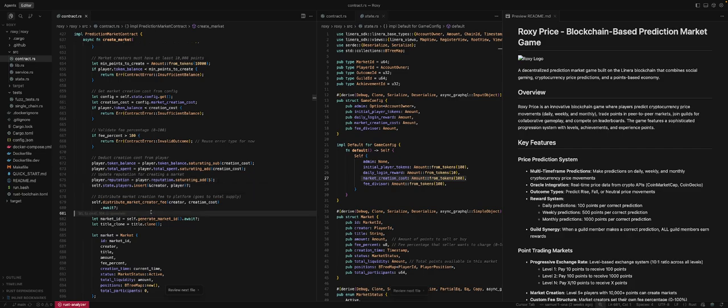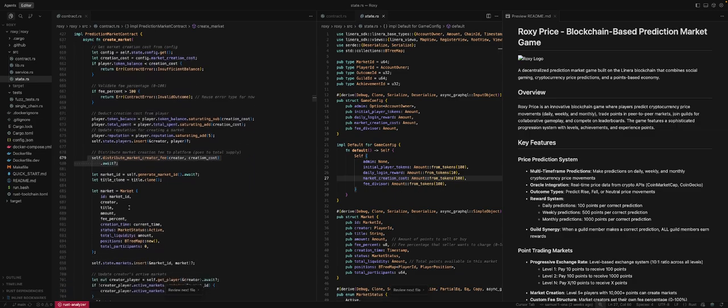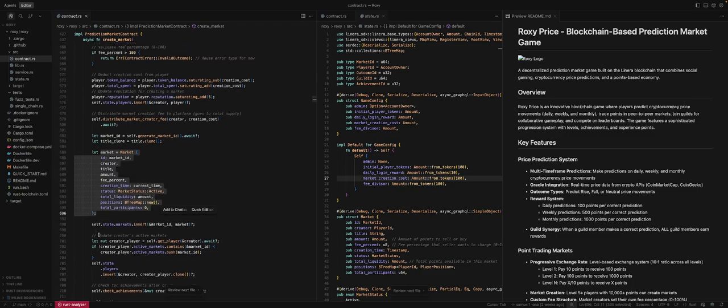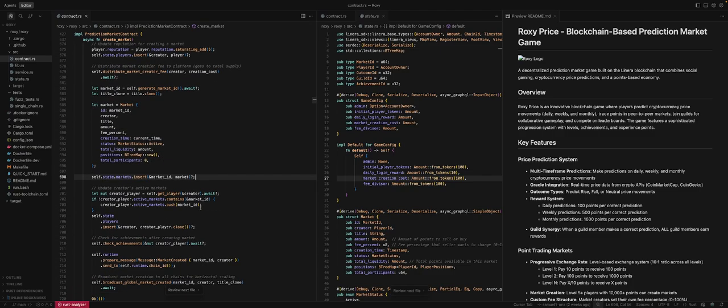Now we want to distribute the market creation fee to the platform. Whenever you create a market, we also take fees for the platform. The cool thing is that whenever they create a market using the 100 points, the 100 points is sent to the creator, the whole point. This is where we get the market ID and the title, and we update the structs. We set it in states, insert it in states, and update the creator's active markets. This is what we did.